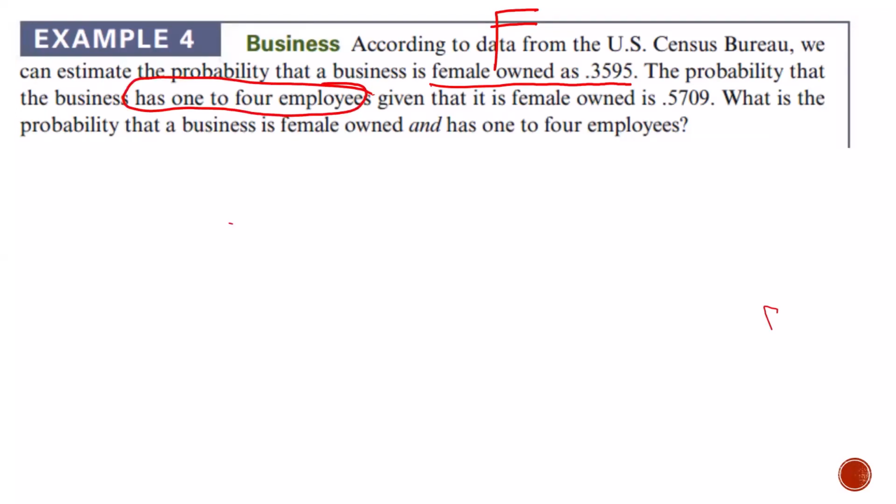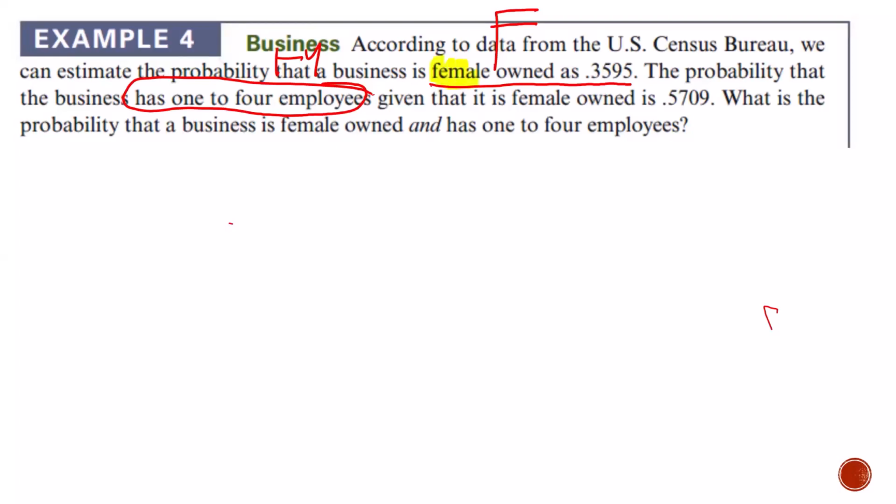I'm going to call that event 1-4. So let's read some of these sentences, right? So when you have something like this, you need to translate it to math. You need to translate the given probabilities to the mathematical notation, and you need to translate the probability that's being asked for to mathematical notation.